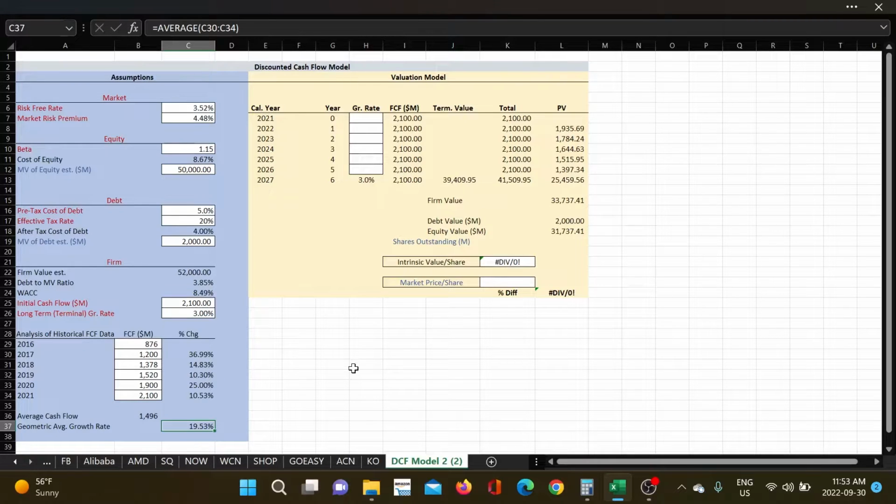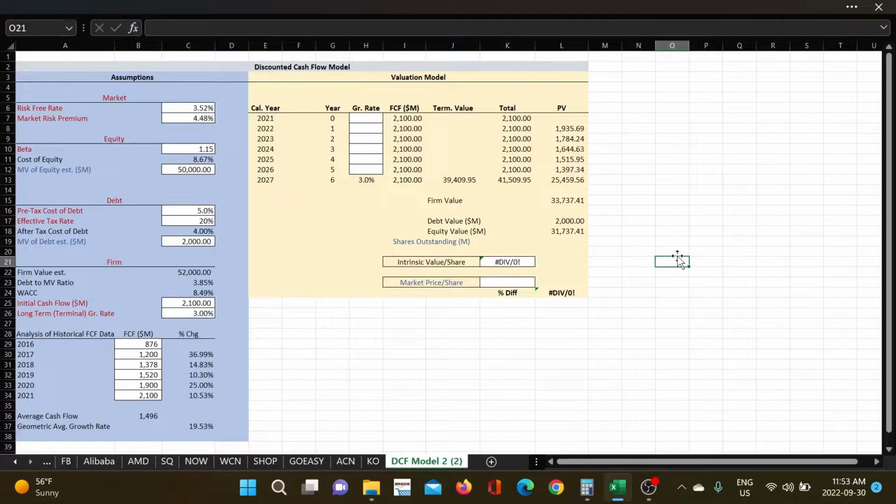Now it's time to plug in our estimated future growth rate. Now, when it comes to this, I like to produce a really conservative future estimated growth rate. And the reason why I like to do that is because I want to calculate a really conservative intrinsic value per share.